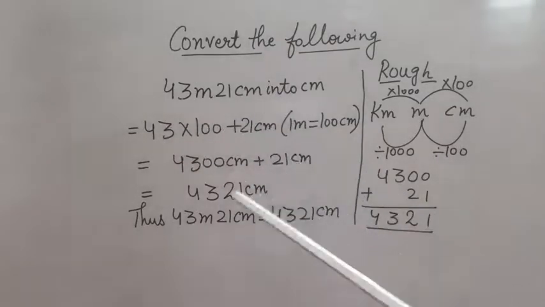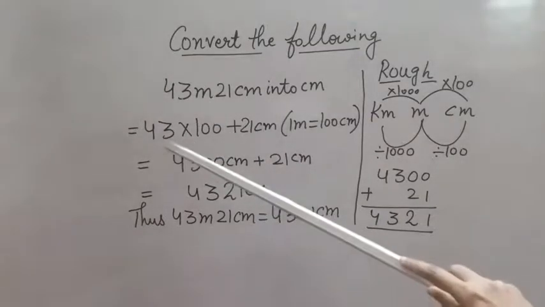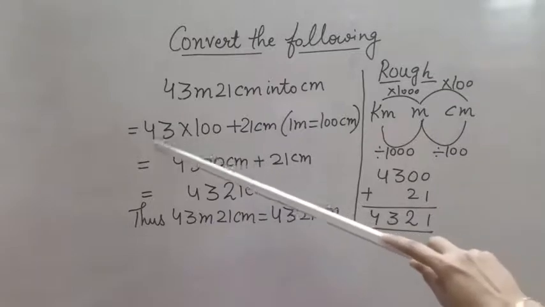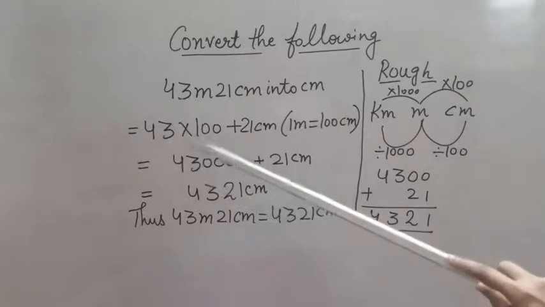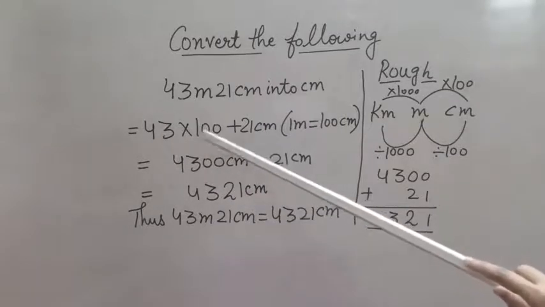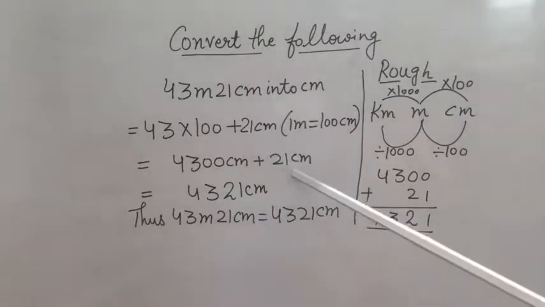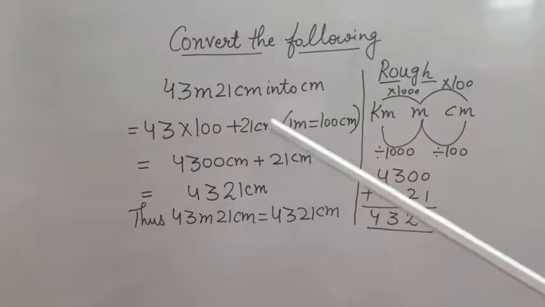Yes, now I will multiply. So how will I multiply? First of all, I will be multiplying 43 with 1. So 43 ones are 43. Then how many zeros are there? 2. So simply I will be putting here 2 zeros. Then plus 21 centimeter I will copy as it is.